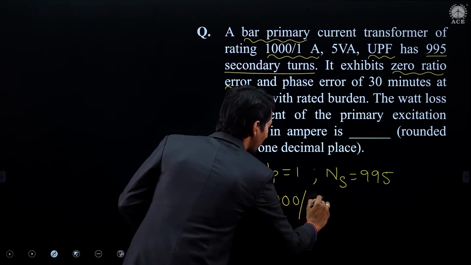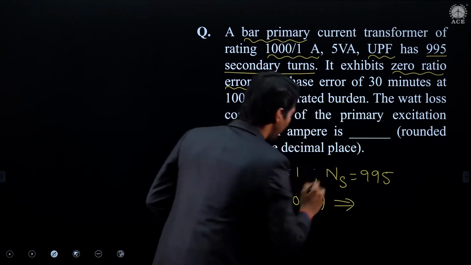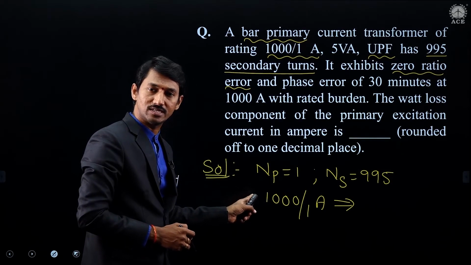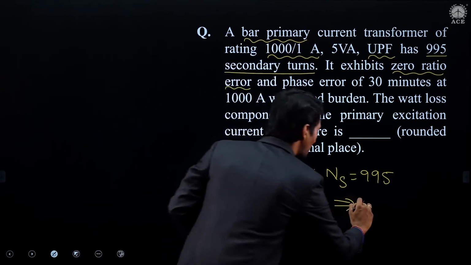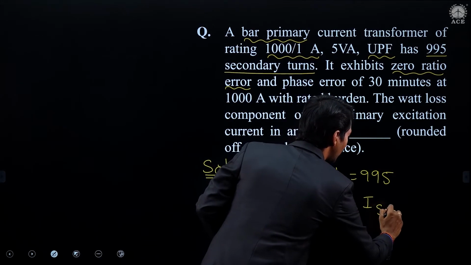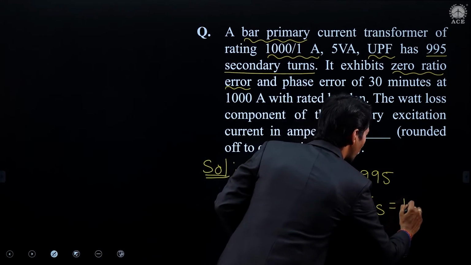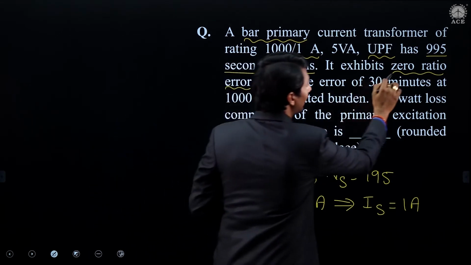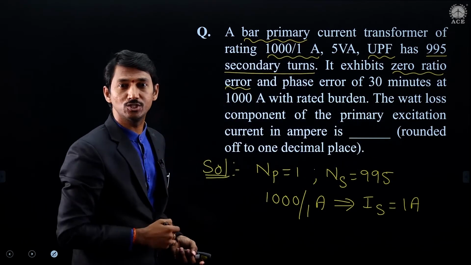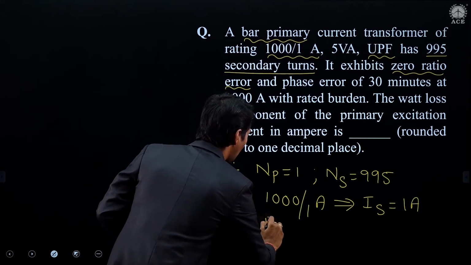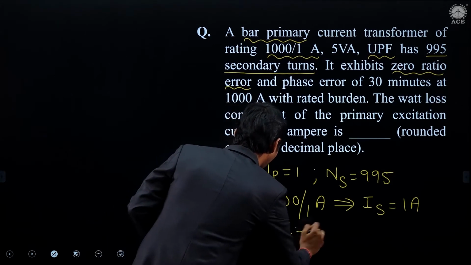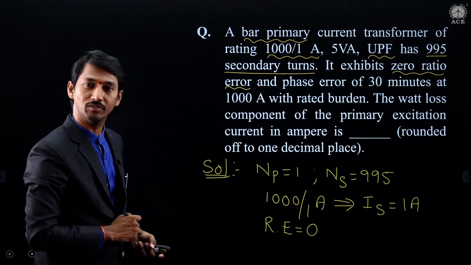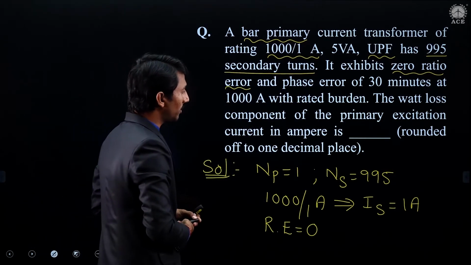After that, here 1000 by 1 ampere. It means what is the secondary current? 1 ampere. Primary current, what is it? 1000 ampere. So therefore, the secondary rated current is 1 ampere. Okay. Next, it exhibits ratio error as 0. So therefore, the ratio error is 0. Clear?